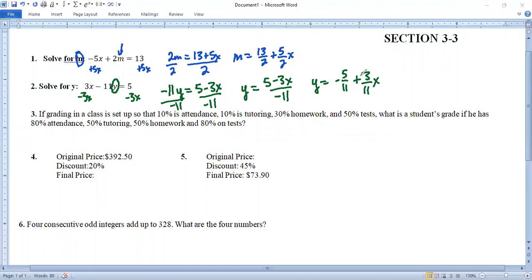And if you wanted to write this with the x's first, you could even write it one more different way. That would be 3/11 x minus 5/11. Moving those around would be okay too.